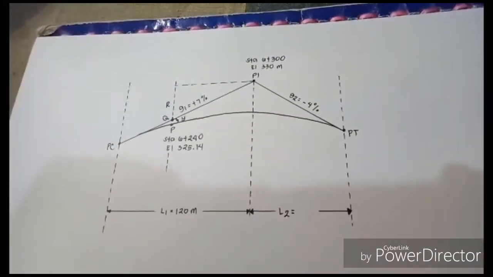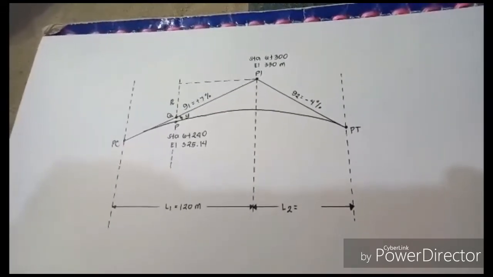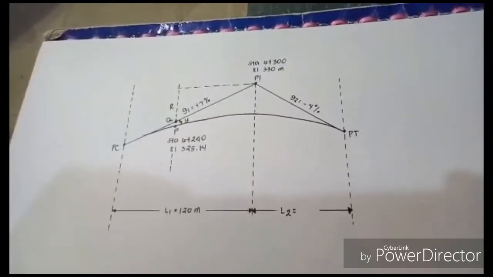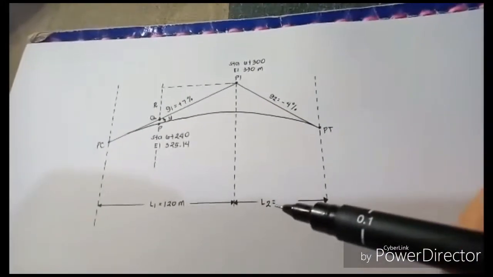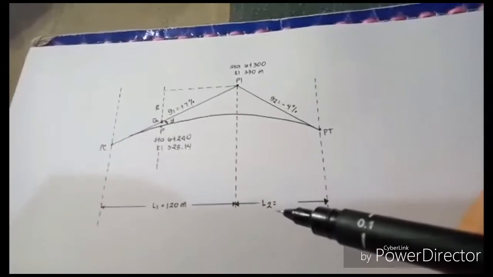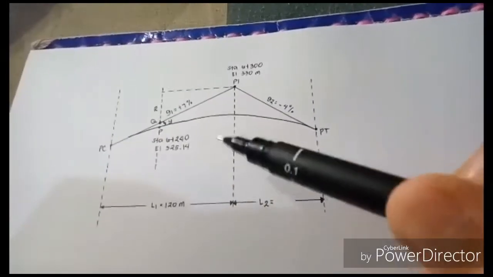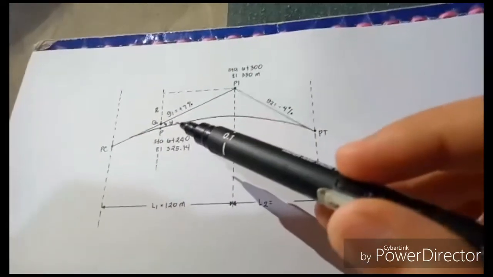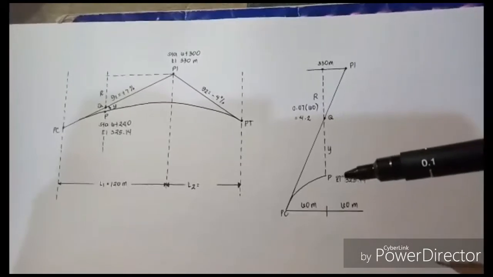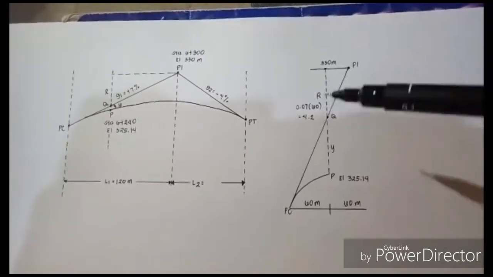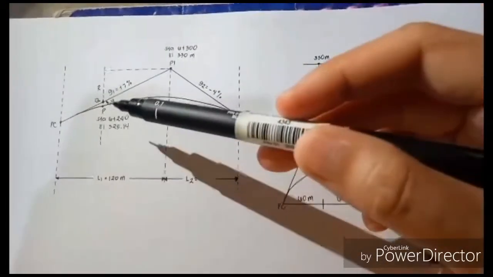So, we now have our illustration, and for the first question is to determine the length of the other side of the curve, which is the L sub 2. But first, we need to find the value of y. So, here's a clearer view. Much easier for you to understand what is going on in here.